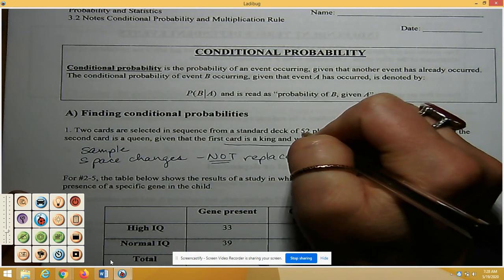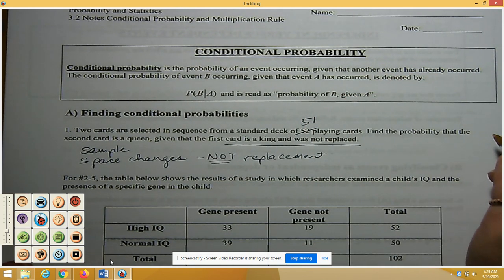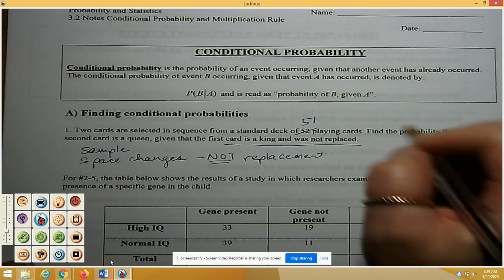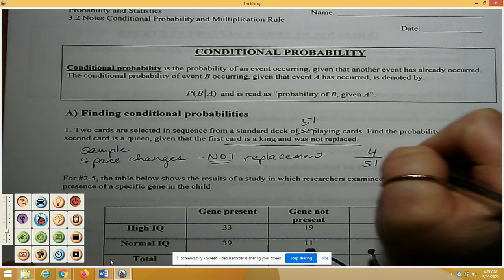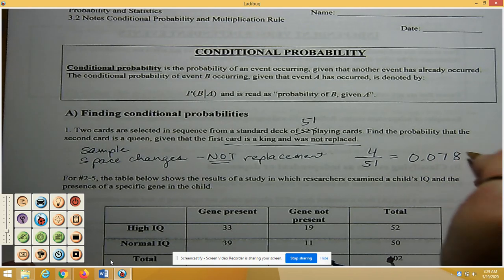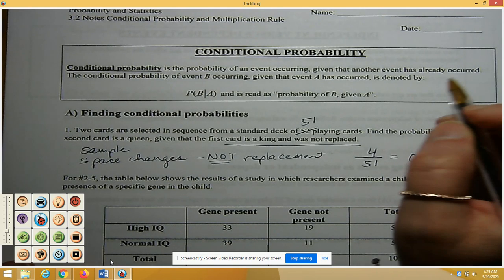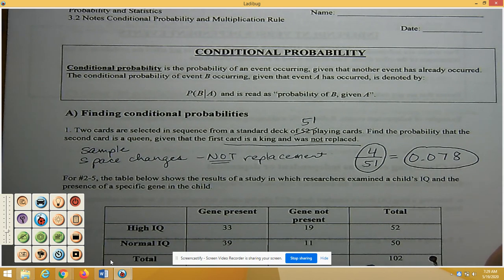So now instead of having 52 cards, I have 51 cards. And there are 4 queens in the deck, so we're going to have 4 out of my new sample space of 51. And when I multiply that out, I'm going to get 0.078. Every time we give a probability, I'd like the fraction and then 3 digits. There are a couple of exceptions, but by and large, that's what we're going to be doing.